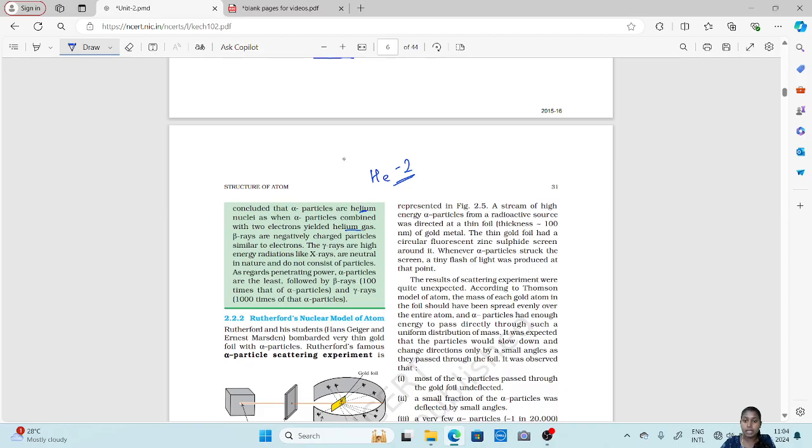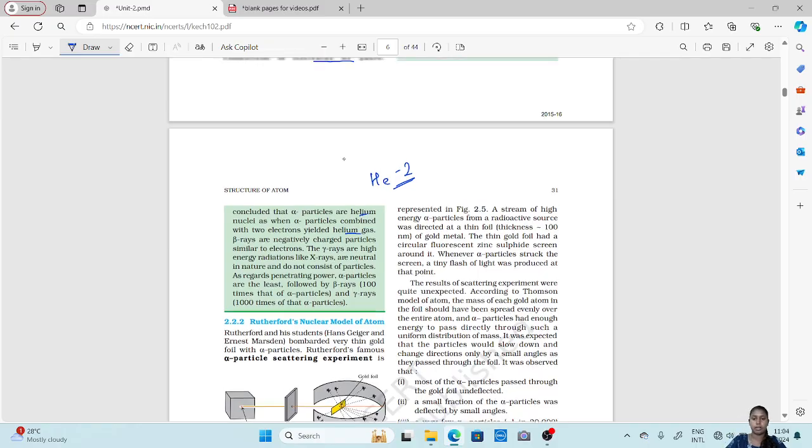Beta rays are negatively charged particles similar to electrons, and gamma rays are high energy radiations like X-rays, neutral in nature, and do not consist of particles. As regards penetrating power, alpha is the least, followed by beta and then gamma. Now, in our next video, we will see Rutherford's nuclear atom model.